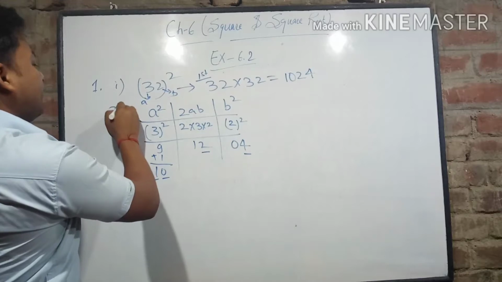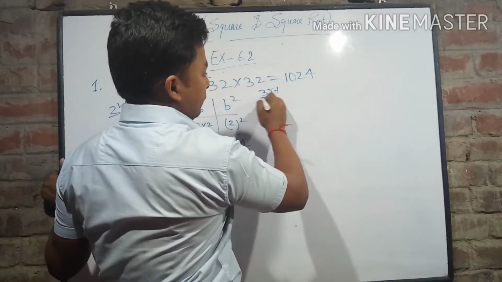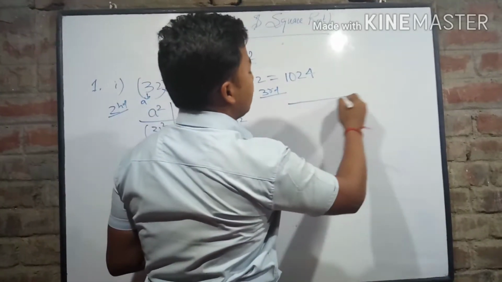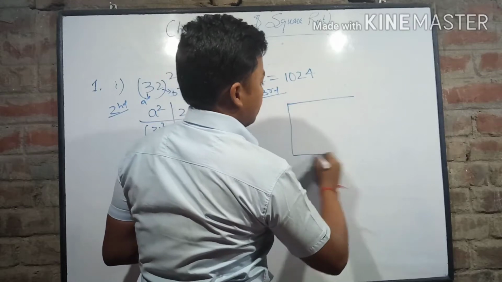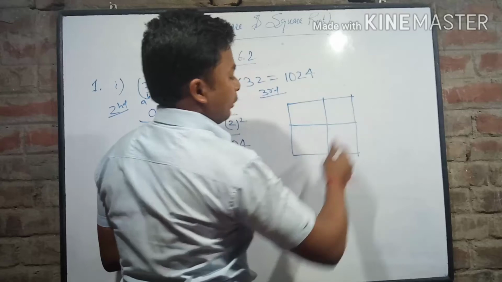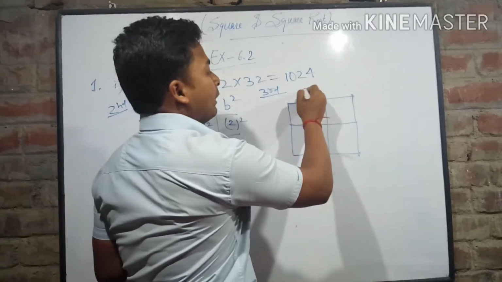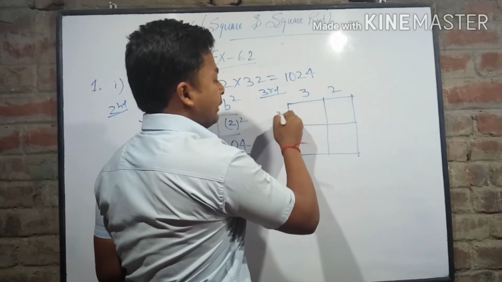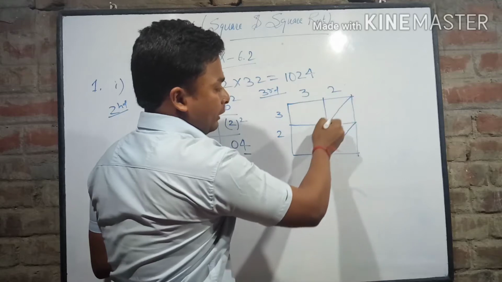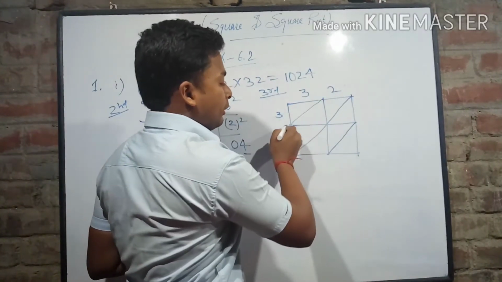This is your second method. Now the third method is your diagonal method. In that we have to use a square of 2 rows and 2 columns. Now this square is being divided into 4 squares. We will write 3, 2, 3, 2. We are dividing the squares with their diagonals. That's why it is known as the diagonal method.